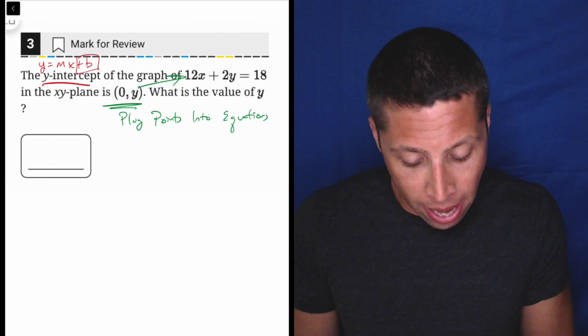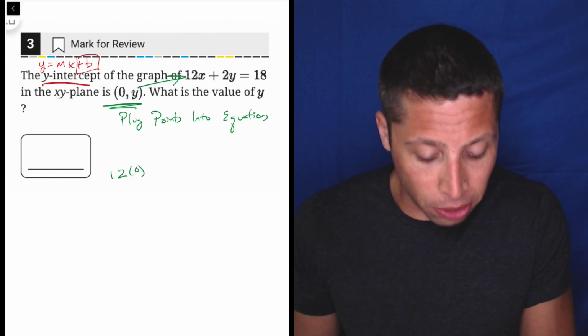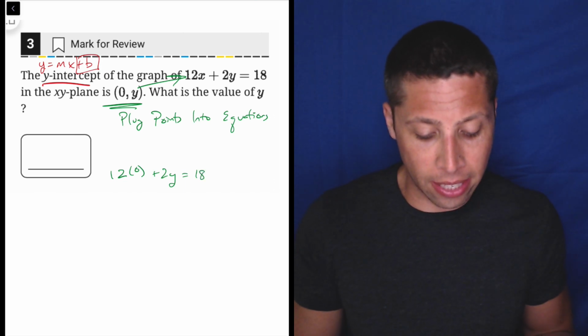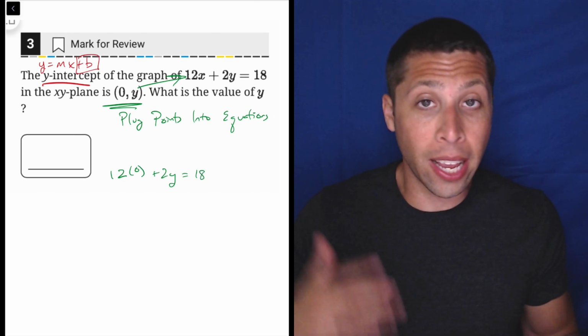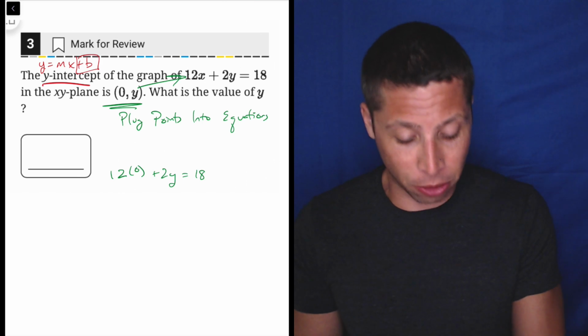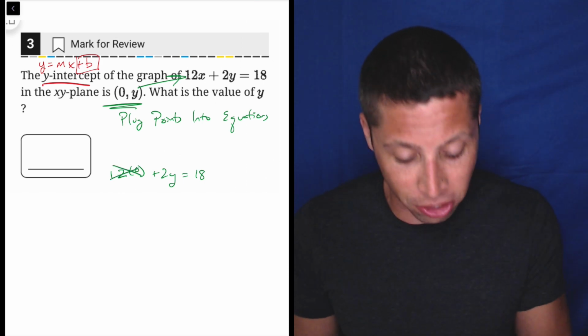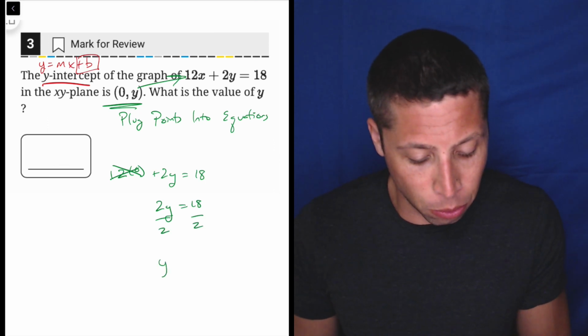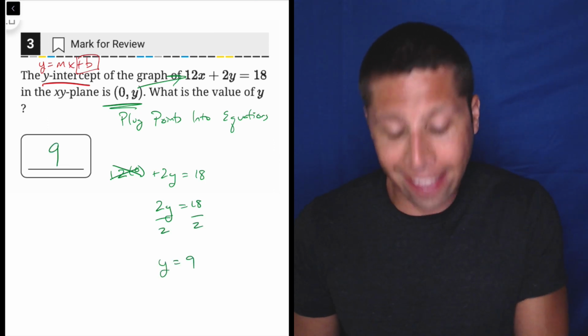Let's plug that in, and we would have 12 times 0, because 0 is our x, plus 2 times y is equal to 18. So now we can just solve for y, and half of the math is already done for us because 12 times 0 is just 0. So this piece just goes away. So 2y is 18, divide by 2, y is 9, and that's the answer.